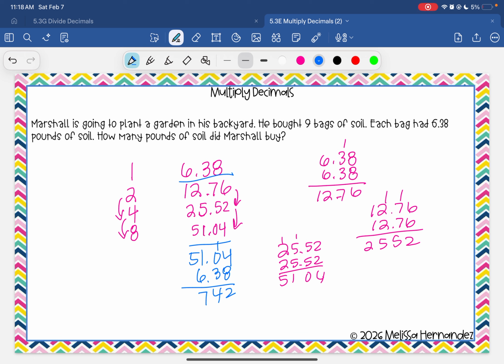So whatever works for you. I just wanted to give you some options. Pick whichever one works for you.